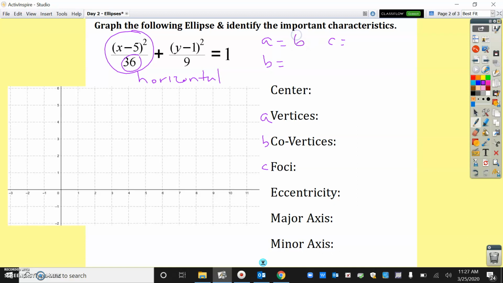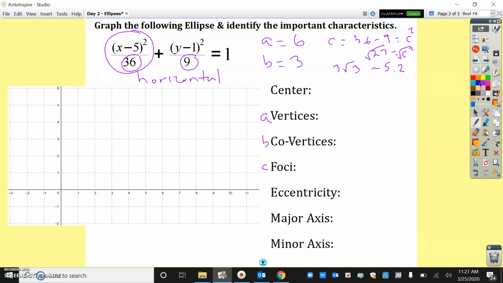If we have A squared of 36, the square root of that gives us 6. If our B squared is 9, then B is 3. To find the C value, remember it's A squared minus B squared. So 36 minus 9 gives you C squared, which is 27. Take the square root of that, and if you simplify that radical, it gives you 3 root 3, or approximately 5.2, which will come into play when you graph it.